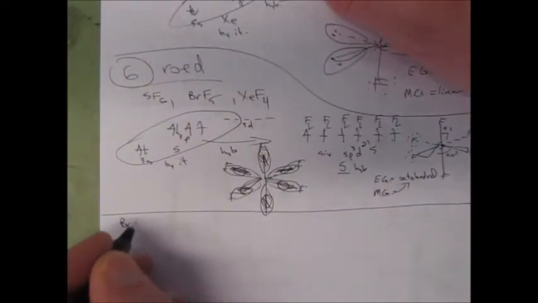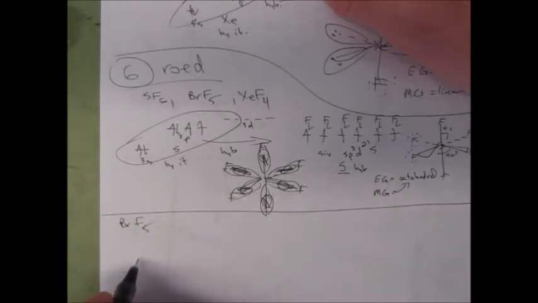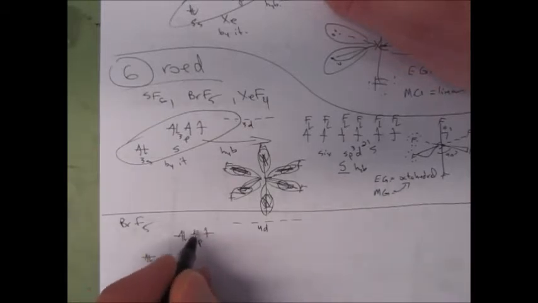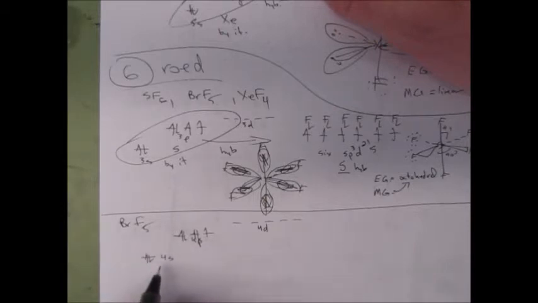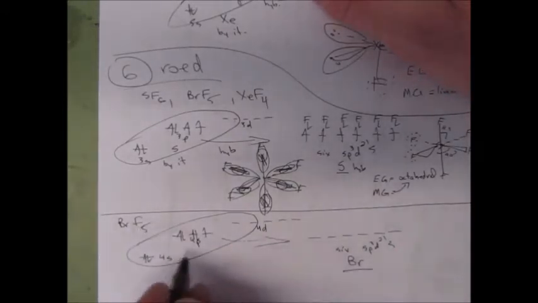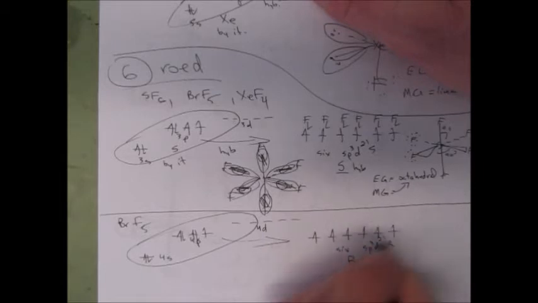BrF5. So bromine is sitting in 2, 3, 4p. So you've got 4s, 4p, 4d, 1, 2, 3, 4, 5, 6, 7. I need 5 sticks. So it's going to circle 2 of those, 6 orbitals, 1, 2, 3, 4, 5, 6. sp3d2. And this is bromine all reconfigured. 5, so 7, 1, 2, 3, 4, 5, 6, 7, and then the fluorines go like this.